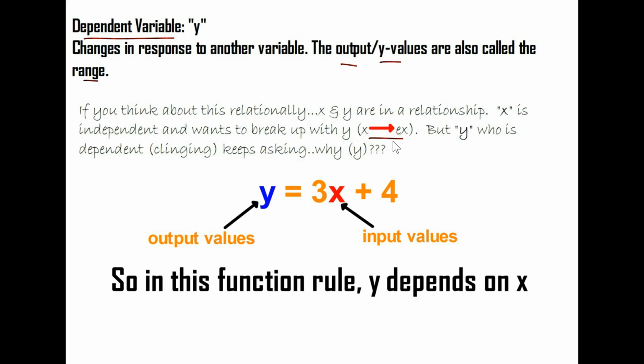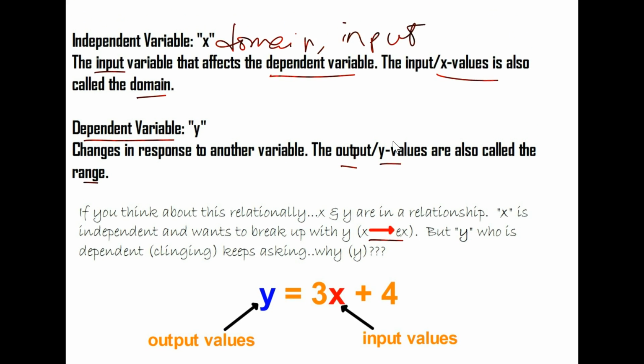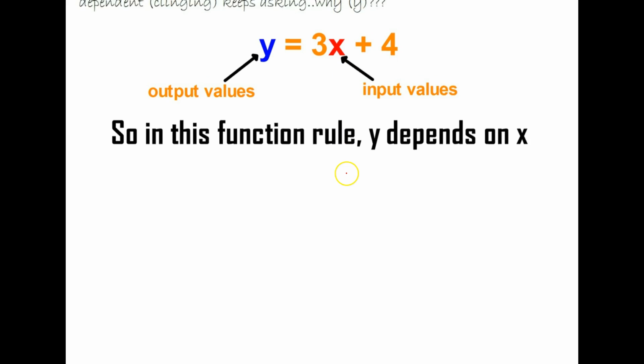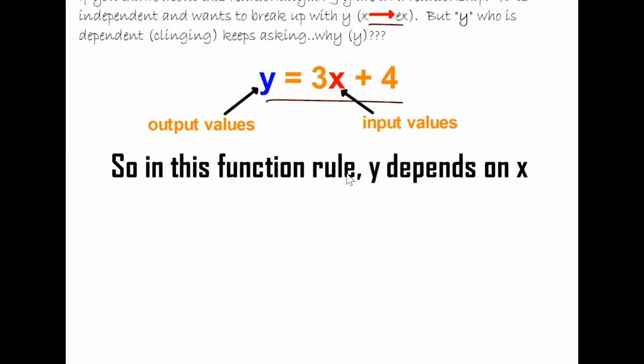All right. So if you are independent, you're the X, because you want to break up, you want to be alone. Independent variable. If you're dependent, you're the Y. You're the clingy one, always asking why. So in this function, Y equals 3x plus 4, the dependent variable depends on the independent variable, because you don't know what Y is until you know what X is. All right, that's that lesson.